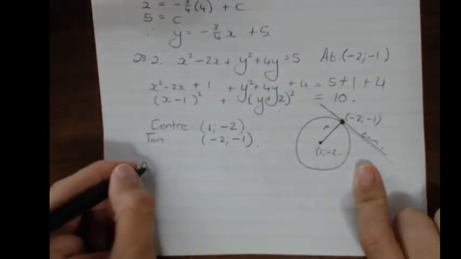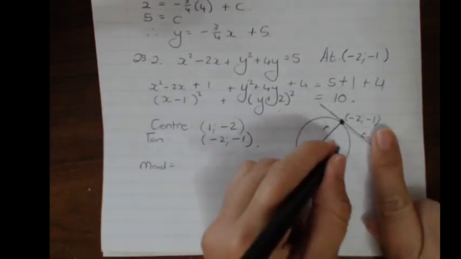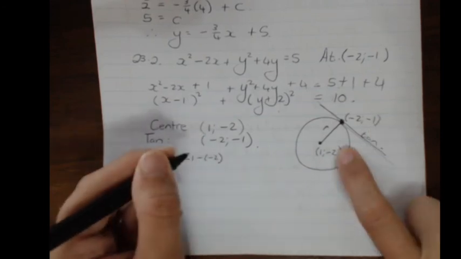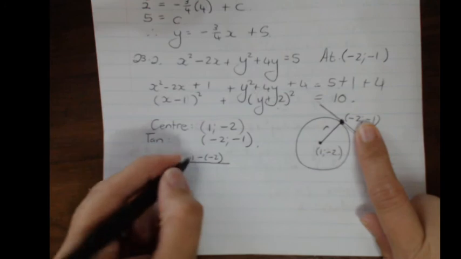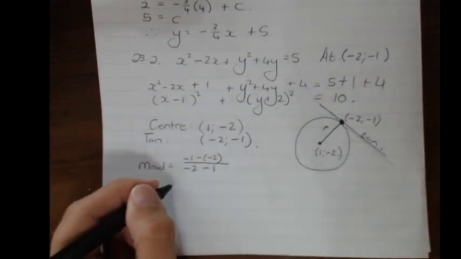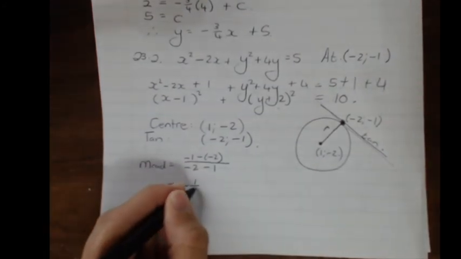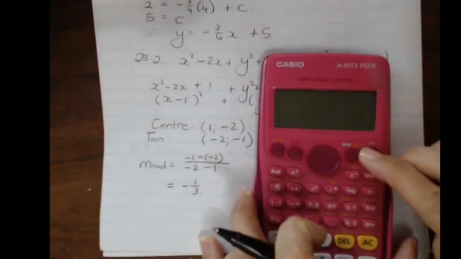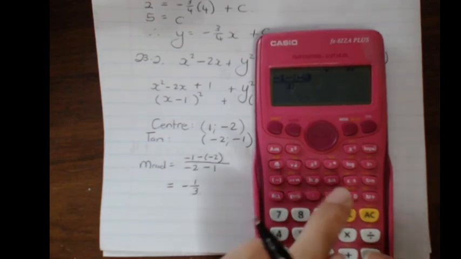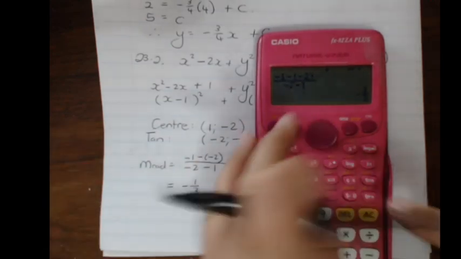I want to calculate the gradient of the radius first. That's going to be difference in y, -1 minus -2 over difference in x, -2 minus 1. And this is what, -1 over 3. I just want to make double sure. -1 minus -2 over -2 minus 1, -1/3.